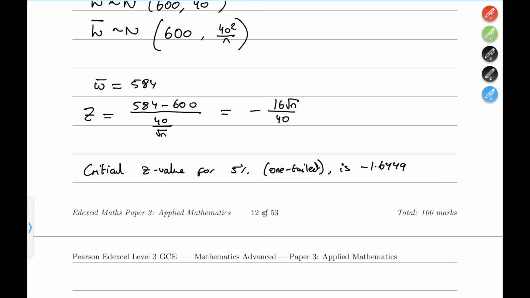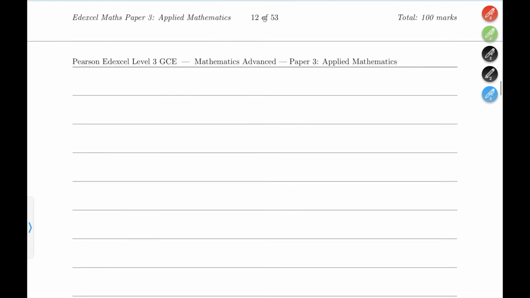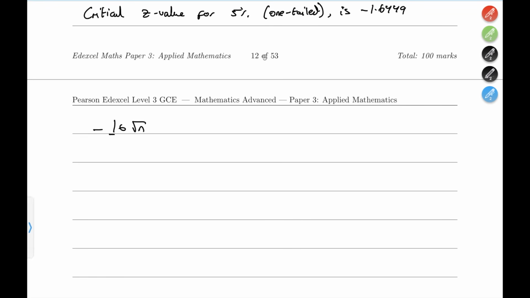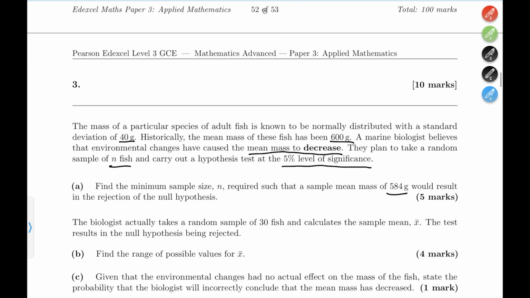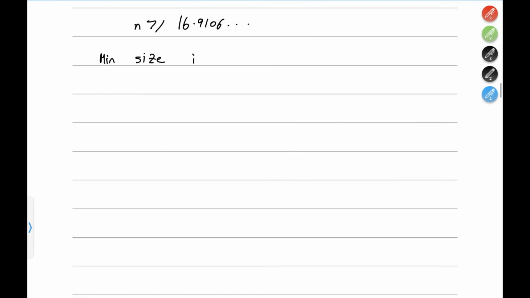So what do we want? We want our value to be less than this because we're trying to reject it. So we would want minus 16 root n over 40 to be less than or equal to minus 1.6449 because we're trying to reject. So we multiply by minus 40 over 16, and we get root n is greater than or equal to 1.6449 multiplied by 40 over 16, which is roughly 4.11225. So n is greater than or equal to 16.9106. The question asked for the smallest sample size, so the minimum is n equals 17 because we have to pick the smallest integer.